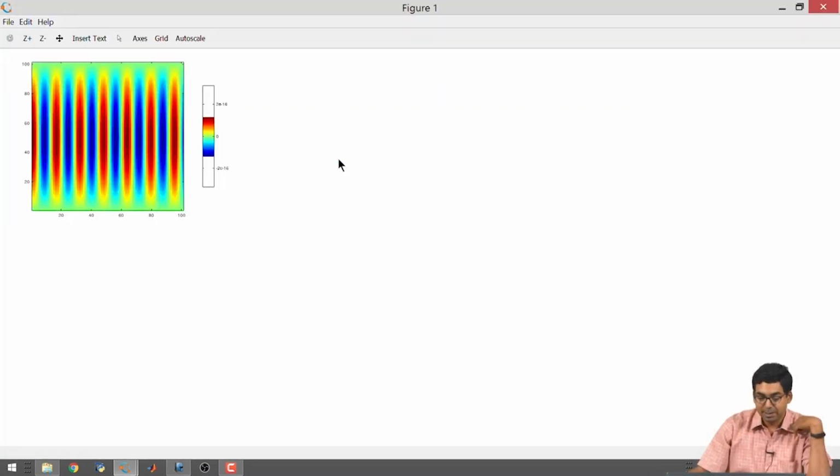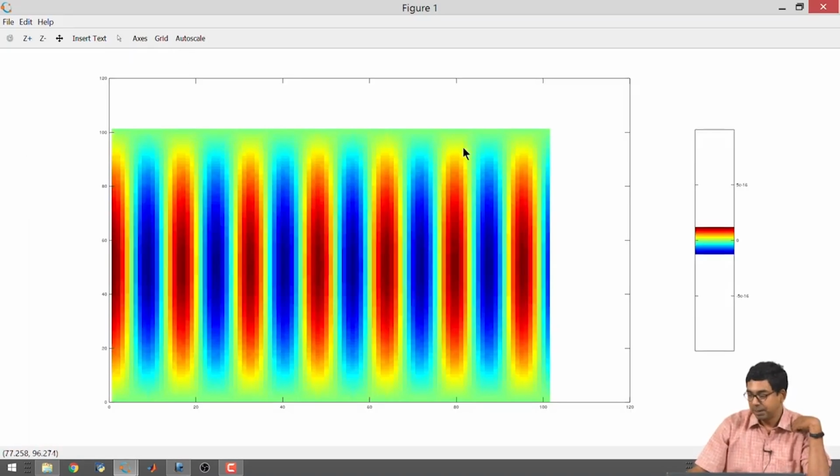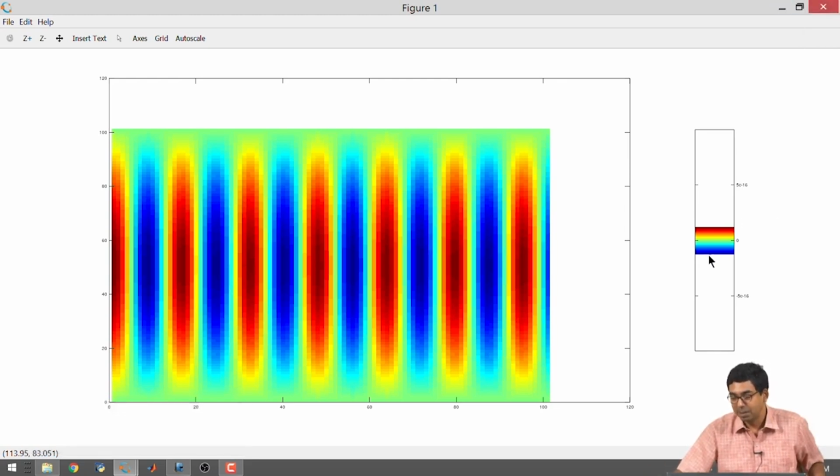But if you see the y axis, it will clearly tell you that the maximum is 5 times e to the minus 16, which you can approximate to 0, and minus 5 e to the minus 16 over here. So, the red to blue is focused around 0. Even though it gives you colors, that means it is able to represent very tiny numbers accurately.